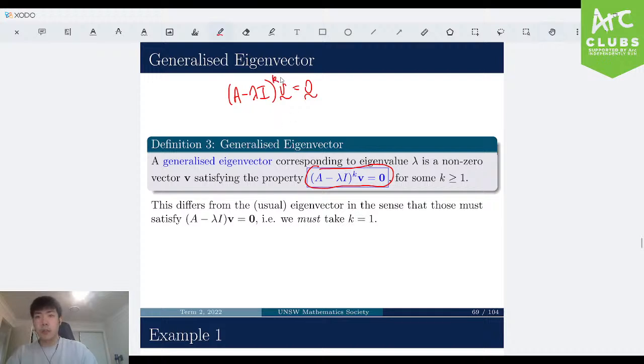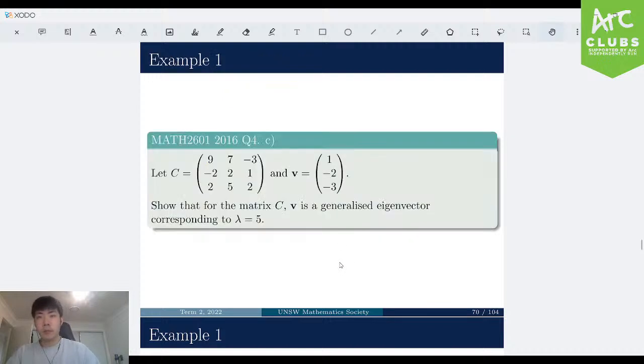Right? So as long as you can find some value k here, such that when you apply A minus lambda I k times to the vector v, it will reduce down to the zero vector. Okay. So one example here is we have this matrix C and this vector v. Now it should be pretty useful if you pay particular attention to this example, because we will be reusing this matrix C and this vector v in many of the future examples.